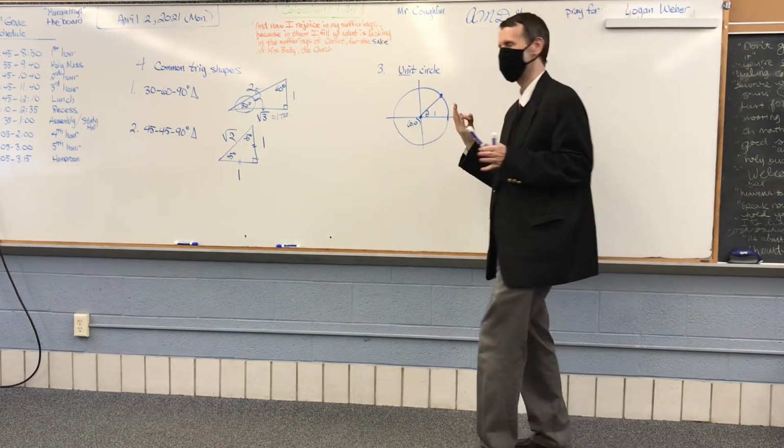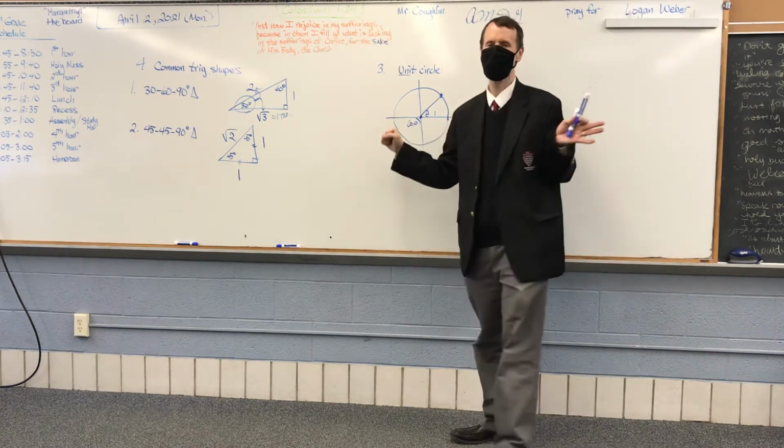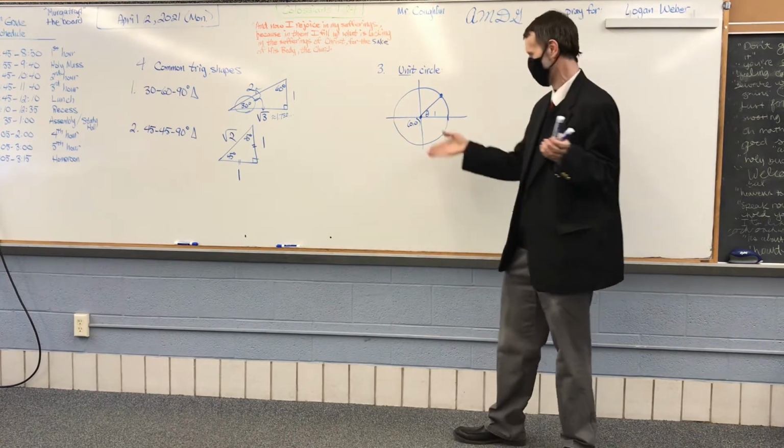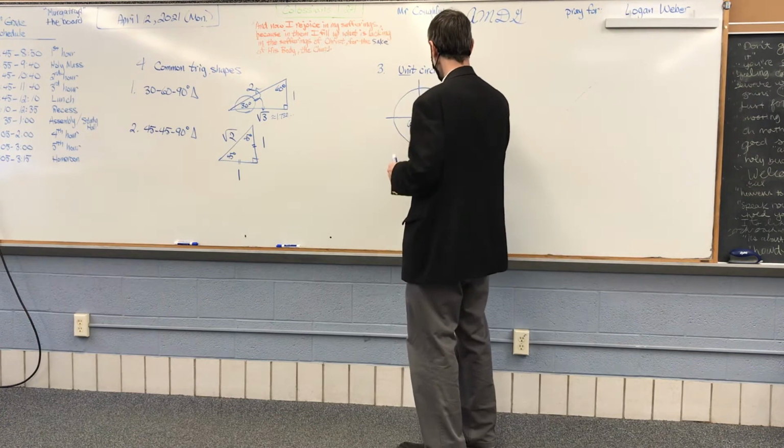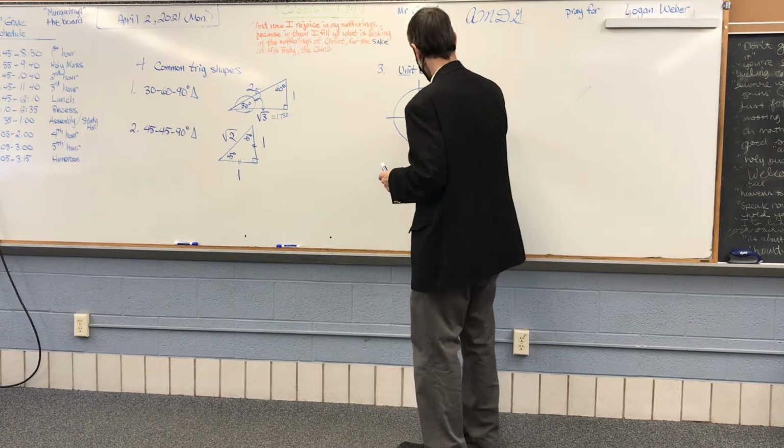So there's three things we know about the unit circle. The center is at 0, 0, because it's easy. The radius is 1, again, because it's easy. The angle is theta.